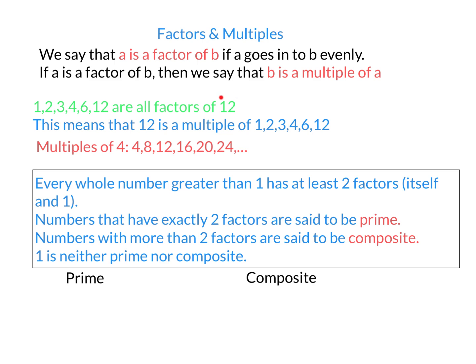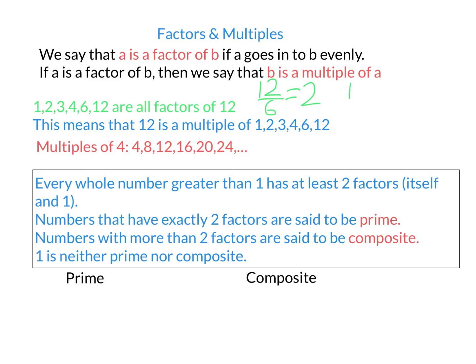Well, let's take a number like 12 and look at its factors. The factors of 12 are the numbers that go into 12 evenly. Each of these numbers, 1, 2, 3, 4, 6, 12, goes into 12 evenly. For example, if you divide 12 by 6, you get a whole number. The answer is 2. So because of that, 6 is a factor of 12. 6 goes evenly into 12. Another way of saying that, if 6 is a factor of 12, it means 12 is a multiple of 6.